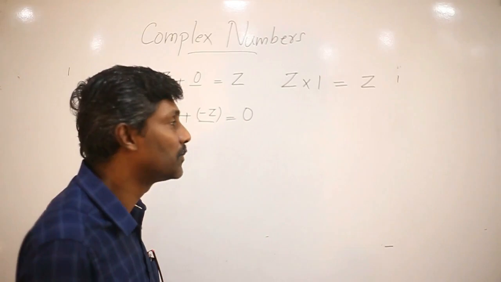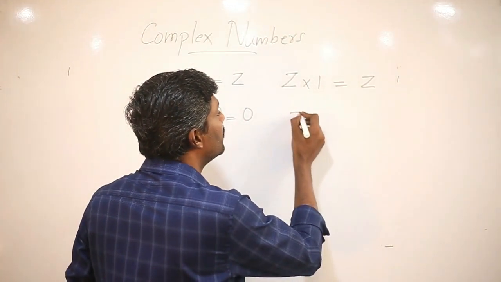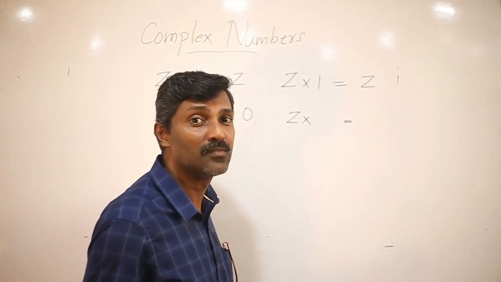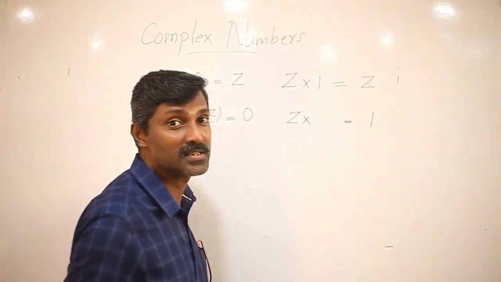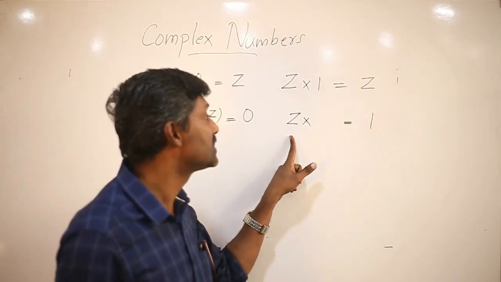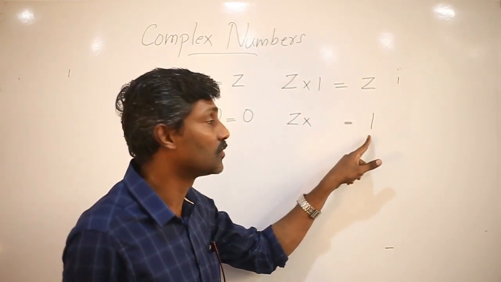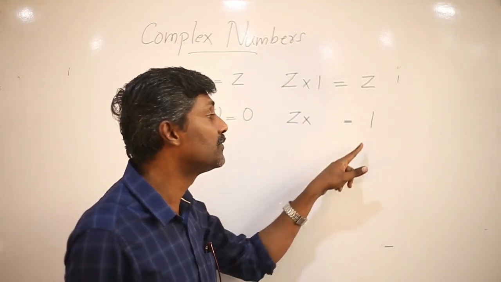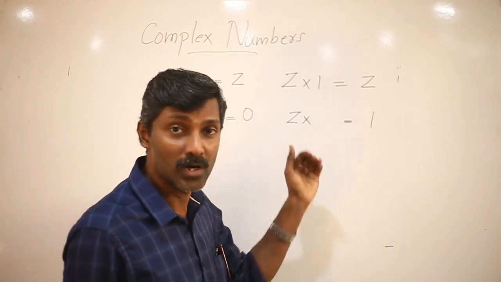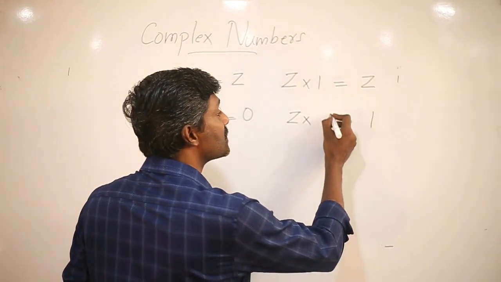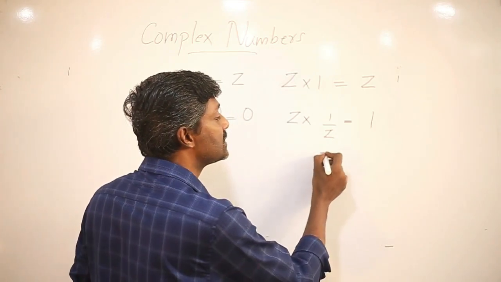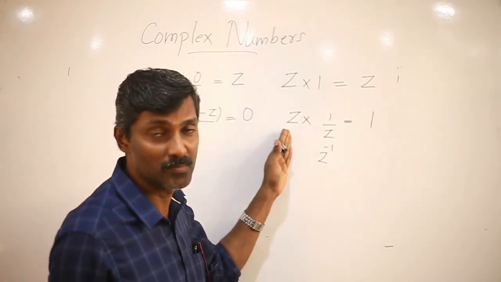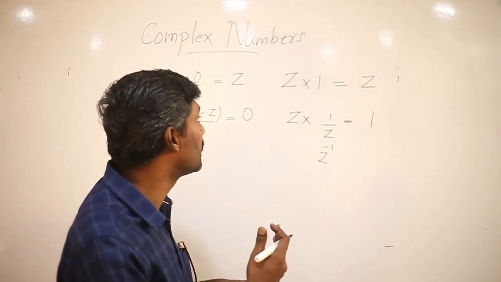Now let's go to the multiplicative inverse. Z into which number will give you the multiplicative identity, which is 1? What is that number? Can you tell me? Z into something has to give you 1. So what is that number? We know that z divided by z will give you 1. Or we can say z into 1 by z, the reciprocal of z, will give you 1. So 1 by z, or we can say z raised to minus 1, is the multiplicative inverse of a complex number z. Clear? So let's come back again.